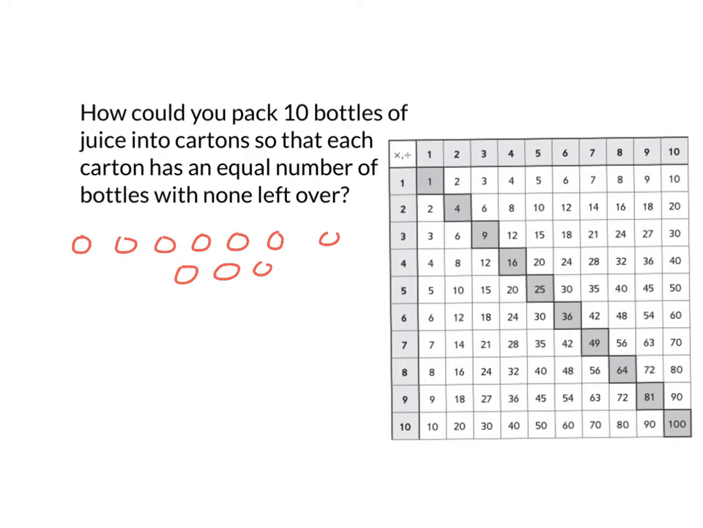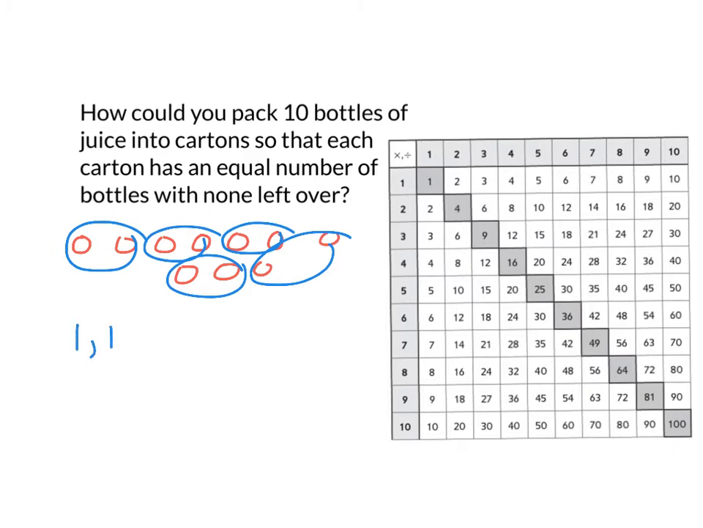I could have 5 containers, and in each container I have 2. I could have 1 container, and that container has 10. Or I could have 10 containers, and each container just has 1. So I would say that my factors of 10 are 1 and 10, and 2 and 5. Those are the only numbers that can be multiplied to equal 10.